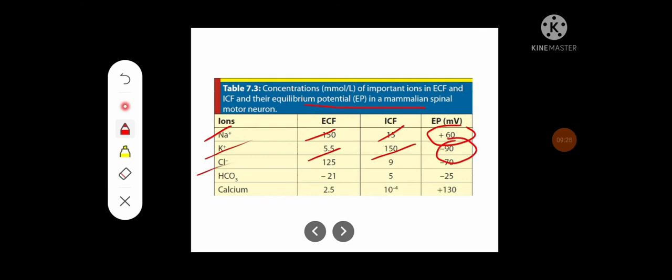For chloride, it is 125, 90, and minus 70 millivolts, whereas for bicarbonate, the equilibrium potential is minus 25, and for calcium, the equilibrium potential is around plus 130 millivolts.